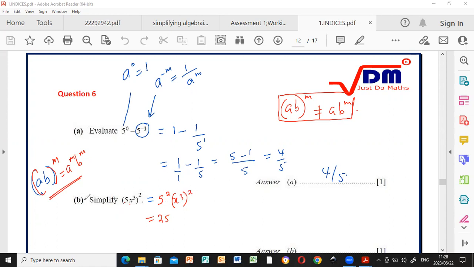There is another law which says when a power is raised to a power, for example, a to the power of m to the power of n, you keep the base and you multiply the powers. So here, we keep the base, we multiply the powers. 2 times 3, we get 6. So the answer is 25x to the power of 6. That's how we're supposed to tackle 6b.